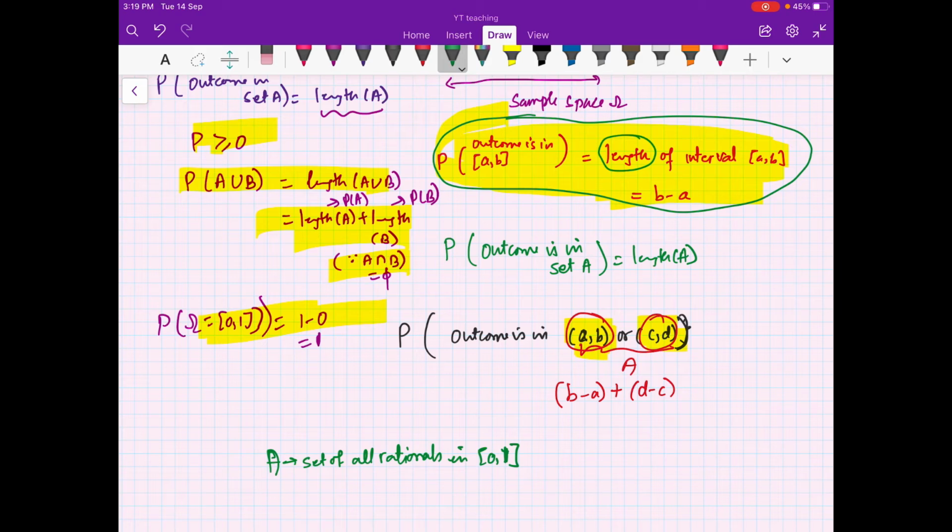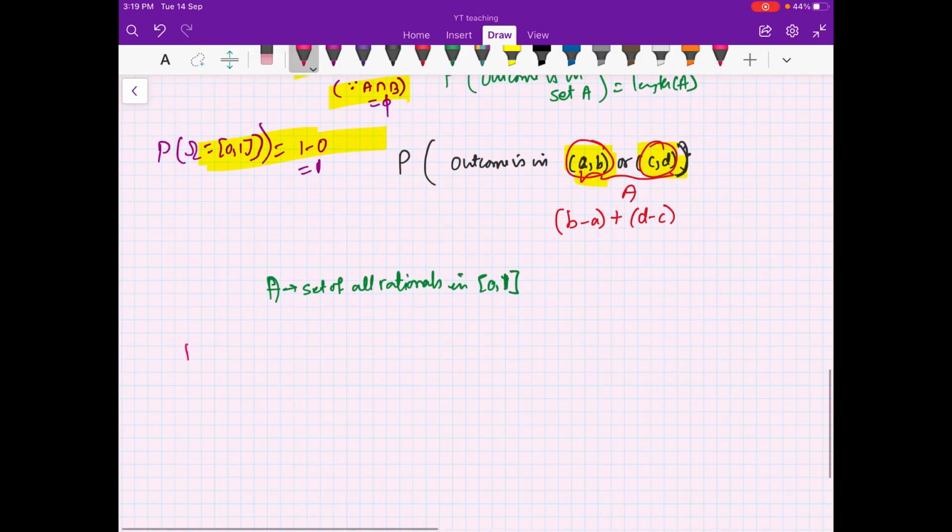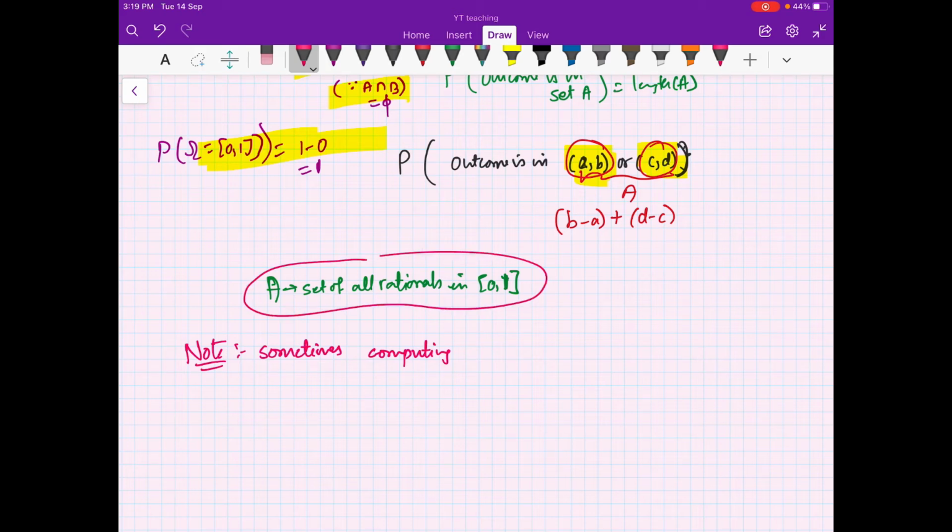But because our subject is more concerned with probability only, we will stick to simple cases where it is easy for you to compute the length. But let me write down a note that sometimes computing the length of an interval is easy, but if the set is not an interval, for example here the set is not an interval, right? Sometimes computing the length of a set A may be difficult, so you may have to use your knowledge from other subjects.